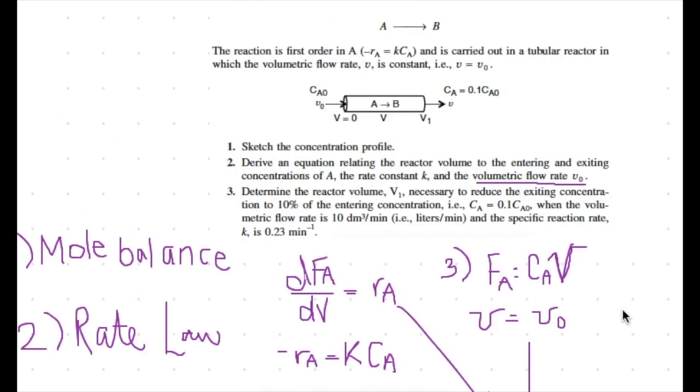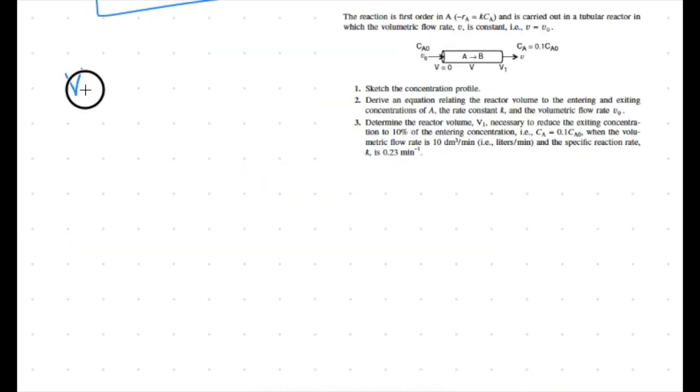The last part of the question says determine the reactor volume necessary to reduce the exiting concentration to 10% of the entering concentration. Let's write down all of our given variables first. We are looking for V1, and we want our final concentration at that point to be 10% of our initial concentration. And this equation relating the two is given right here.